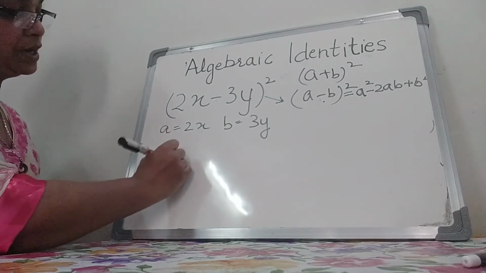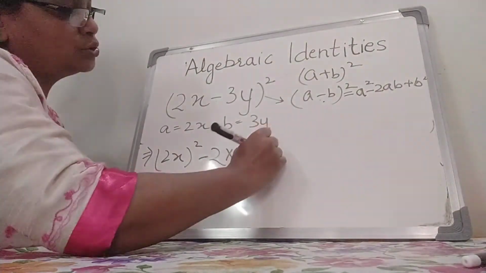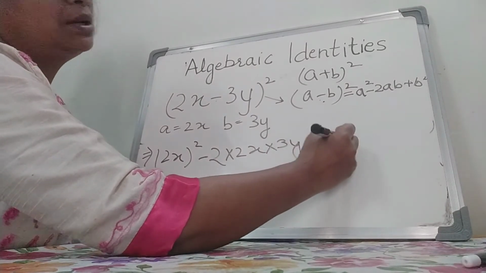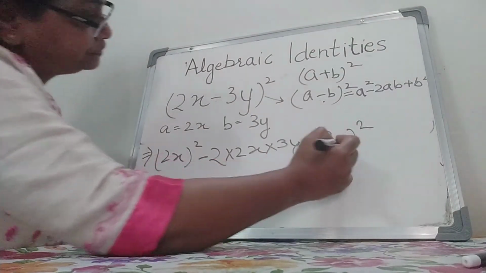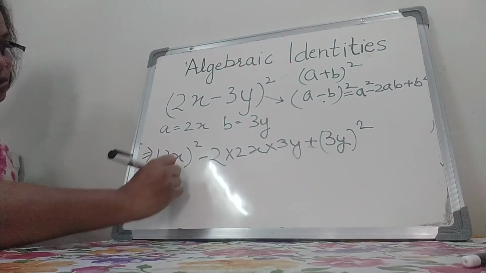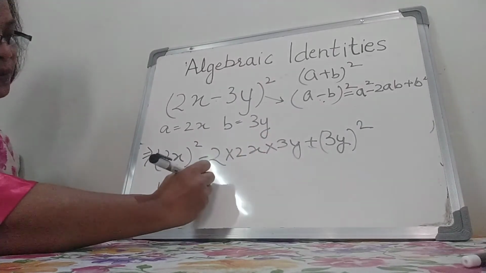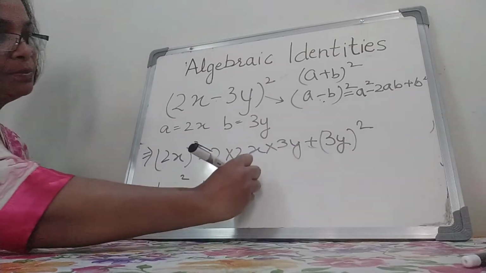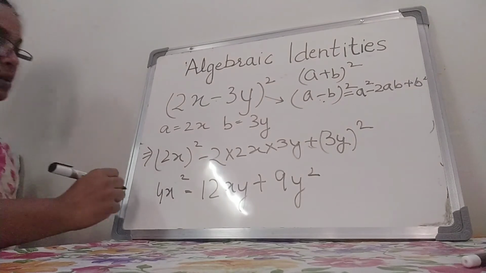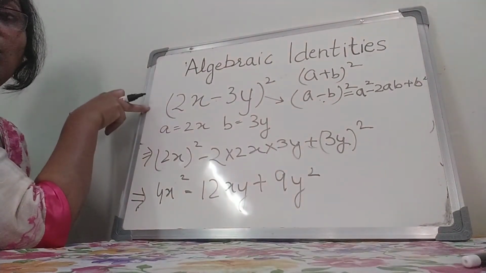a square means (2x) square, minus 2 into a, 2x, into 3y, plus b square, meaning (3y) whole square. (2x) square is equal to 4x², minus 2 into 4 is 4, 4 into 3 is 12, 12xy, plus 9y². So this will be the answer when we have to simplify (2x − 3y) whole square.